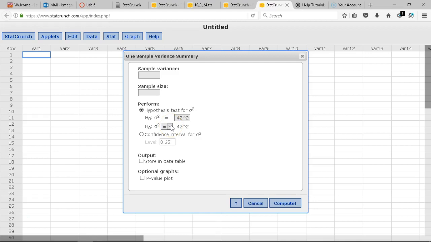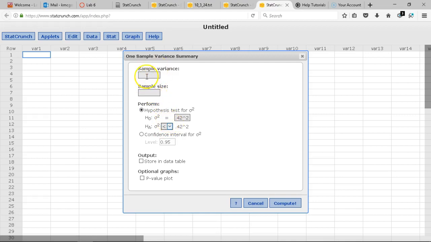Now in this case, what we're doing is attempting to determine whether the sample that was taken is indicating a lower standard deviation. Has the standard deviation decreased? And in this particular case, change that back to hypothesis test. If we're testing for a decrease in standard deviation, we'll be using a left tail test. So I would select less than.